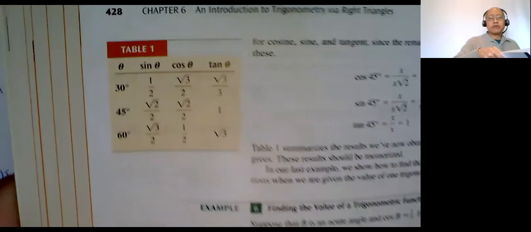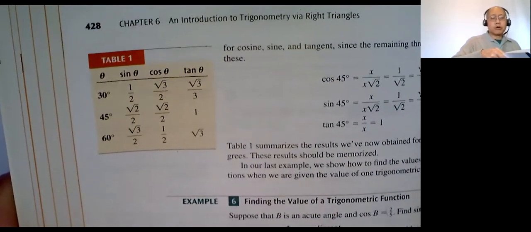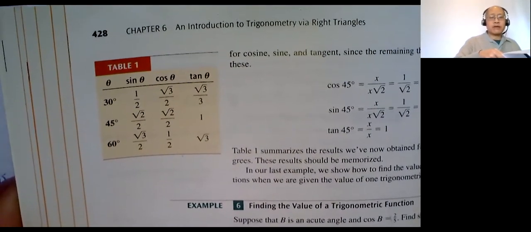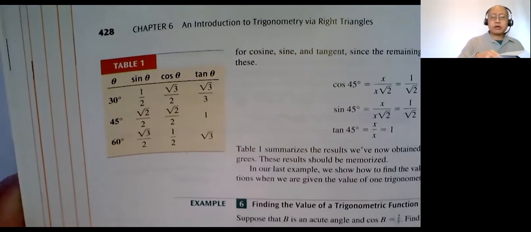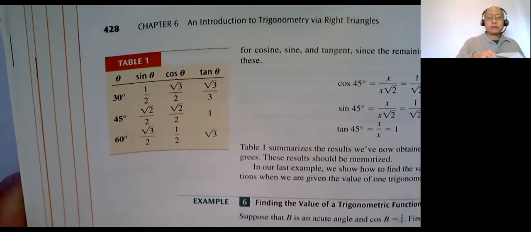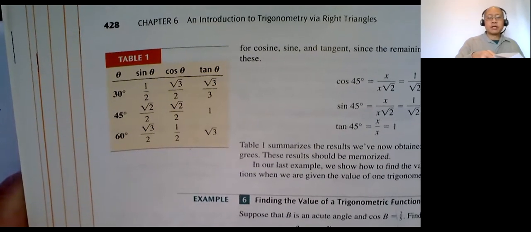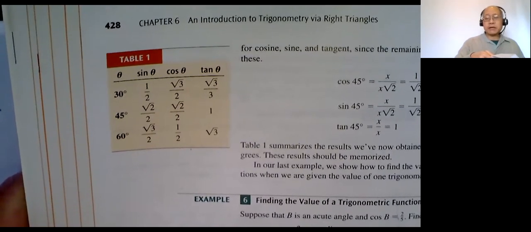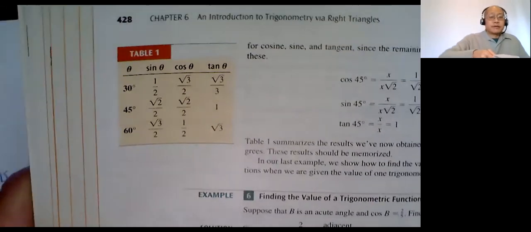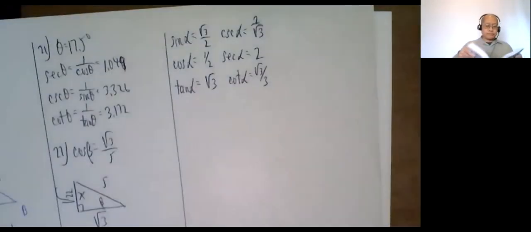The angles that you want to be somewhat familiar with are multiples of 30, multiples of 45. So this little mini table, which you can put on your cheat sheet, for 30 degrees, 45 degrees, 60 degrees. Again, if we were meeting face to face, I'd make you memorize it. So there we go.